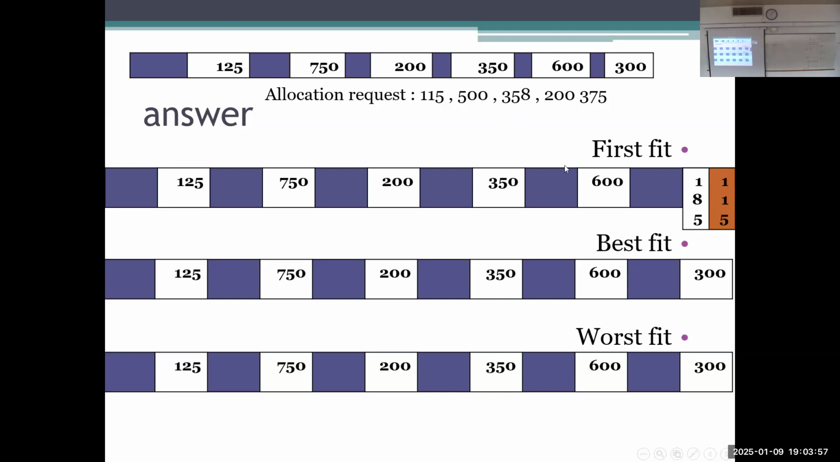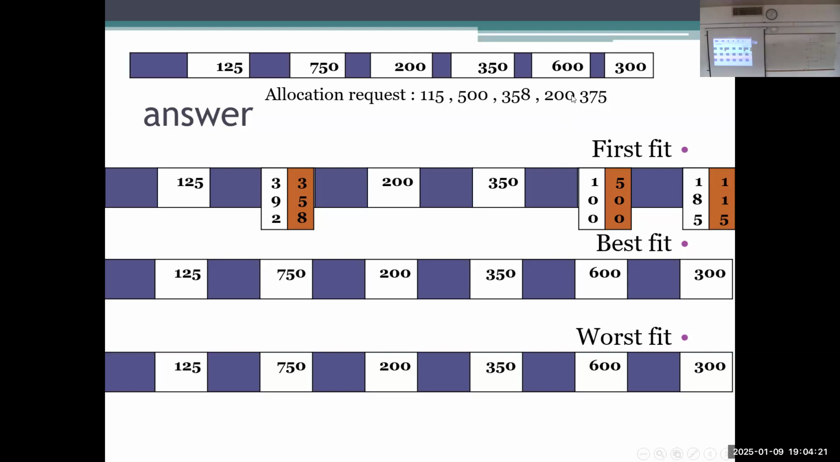115, now comes 500, going to go right there. And it goes down, 358. Isn't that beautiful? And then 358 can't go here, can't go here, it goes here. I could teach this to 6th graders, I think. And then 200 goes here, because it's first fit, we go back to the beginning. Either way, we would have gone here, because 200 can't go there.